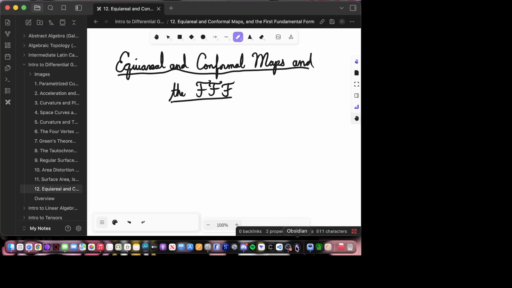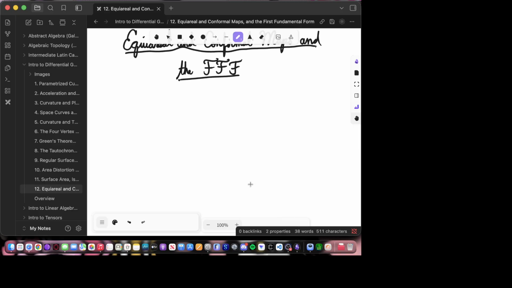Today we're going to be discussing some more differential geometry, and in particular, we're going to be looking at equiareal and conformal maps and more on the first fundamental form. So, to begin, we're going to look at this rather large proposition. I'm not going to prove any of it, but most of it is fairly straightforward.